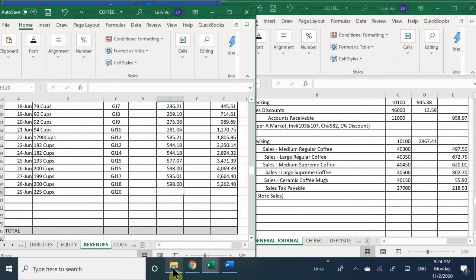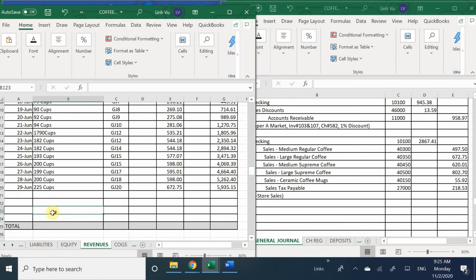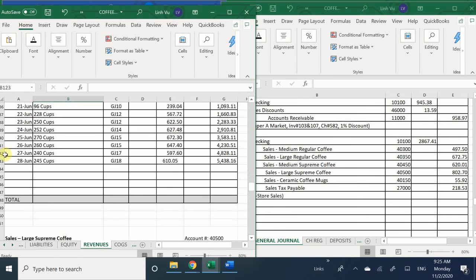Total amount is $672.75. Don't worry about it, 672.75. Good. Total should be 5935.15. Good. Okay, then we're gonna go to sales medium supreme.